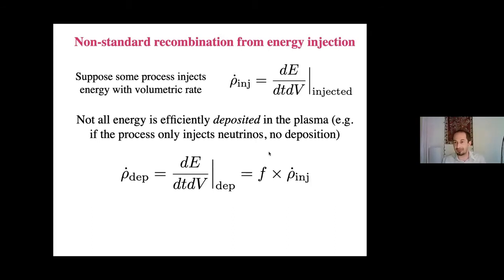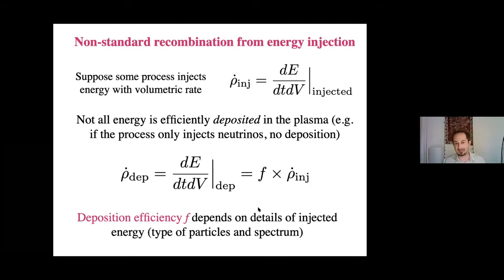After a temperature of an MeV, neutrinos do not interact with the rest of the plasma. And so basically they will propagate and the CMB will not be sensitive to this injection. So the first step is to always compute the efficiency with which this energy is actually deposited into the plasma. And this depends on the details of what kind of particles you inject and what spectrum they have. For example, if you're interested in this, you can look up Tracy Slatyer's work. She has done a lot of work on how to compute these efficiencies, for example, for dark matter annihilation and decays.